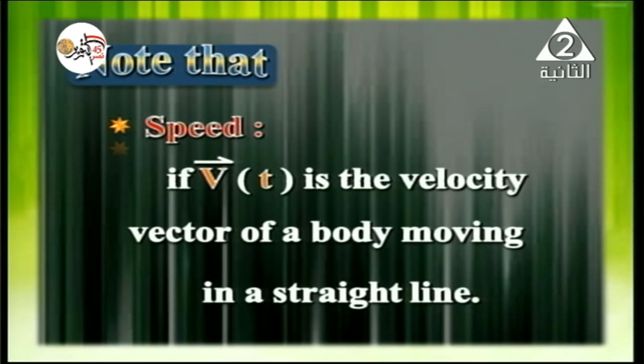Speed. What is the difference between speed and velocity? My dear student, v of t is the velocity vector of the body moving in a straight line.